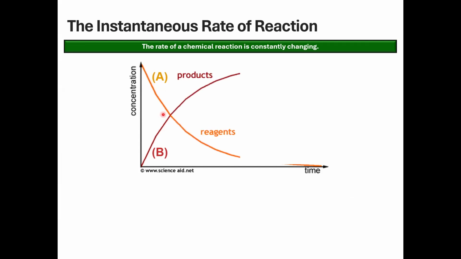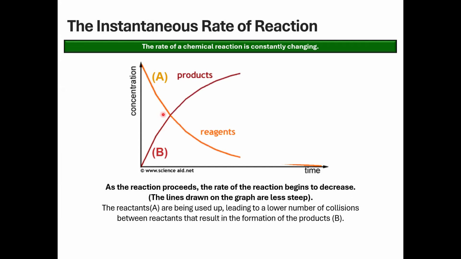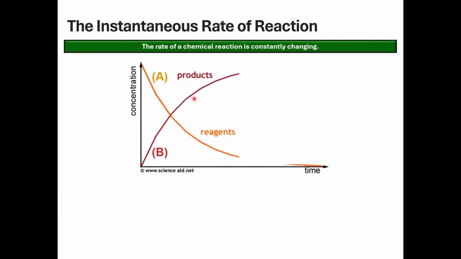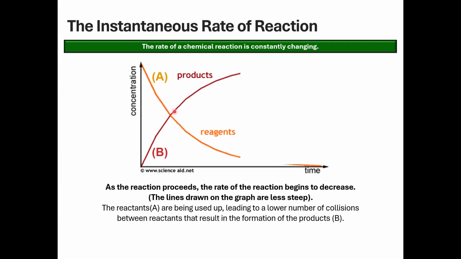If I were to drag that reaction on, so if we were to look at the midway point of the reaction, the rate of the reaction begins to decrease. What I've said here is that the lines drawn on the graph become less steep. Towards the start of the reaction, they're very, very steep. Towards the middle of the reaction, they almost start to level off or plateau, so it's not as steep as it was at the very start.